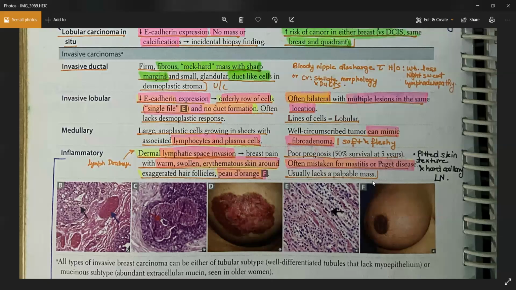So how will you differentiate between a mastitis and this inflammatory cancer? How will you differentiate between the two? Recent history of breastfeeding and acute mastitis. Okay, a recent history of breastfeeding could be present. Apart from that, on the examination, what will you see? What is a characteristic feature of the breast cancer? A mass is felt. Okay, mass. Other than the mass?